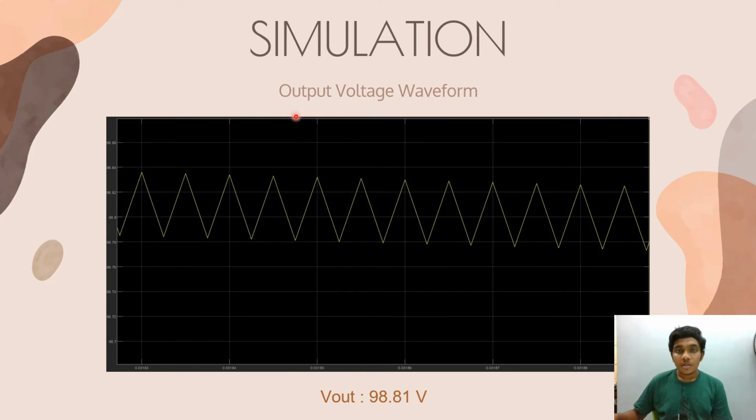Now this is the output voltage waveform, and it is continuous as well, where we can see a zigzag shape. The voltage output that we obtain is 98.81. This is the value that we obtain from the display in the circuit that we constructed.